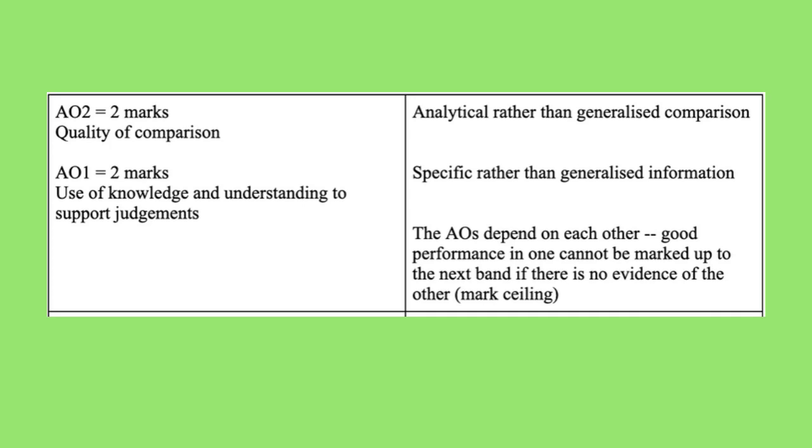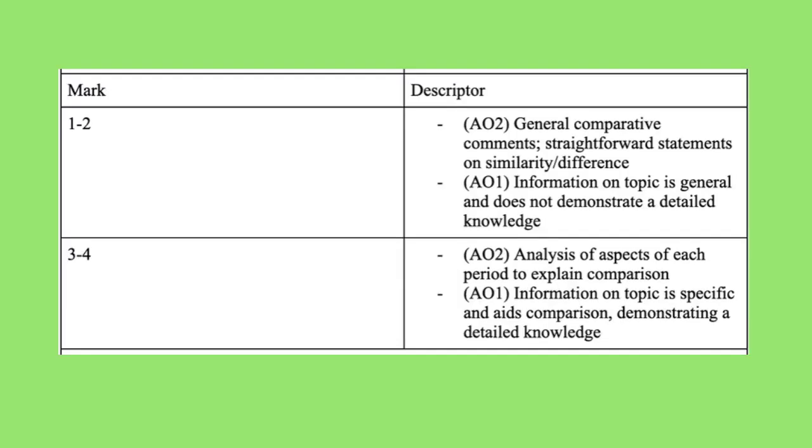And as we say, the AOs depend on each other, so bringing in evidence of your own knowledge to support your analysis is really key to scoring highly on this question. Here are the bands for this question, which again are explained in more detail in the overview video. But generally speaking, to score highly on this question, your comparison needs to be analytical, so you've explained your thinking clearly, and it needs to draw on evidence from your own knowledge to show that you've got really detailed knowledge of the topic.